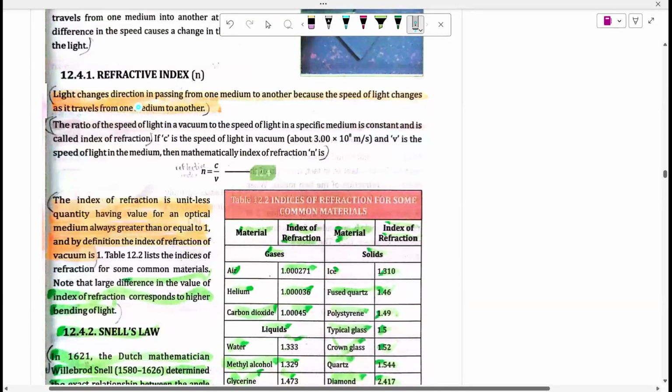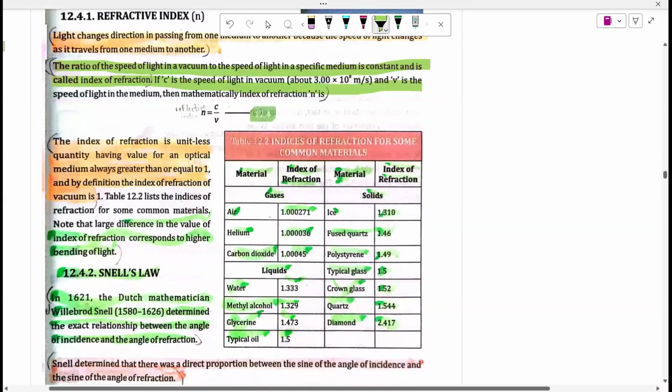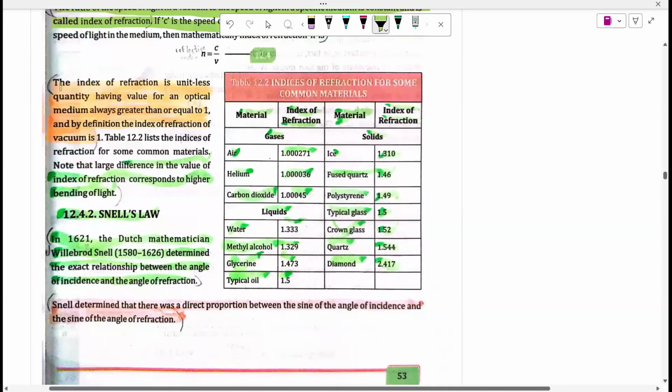They have the refractive index here. Light changes direction when passing from one medium to another because the speed of light changes. The ratio of speed of light in vacuum to the speed of light in the medium is constant and is called the refractive index. C has a constant value, and there is a value of v. You do not need to memorize anything. Everything would be given to you. Since refractive index is a ratio of speeds, it is a unitless quantity, and for an optical medium it is always greater than or equal to 1 by definition of refractive index.